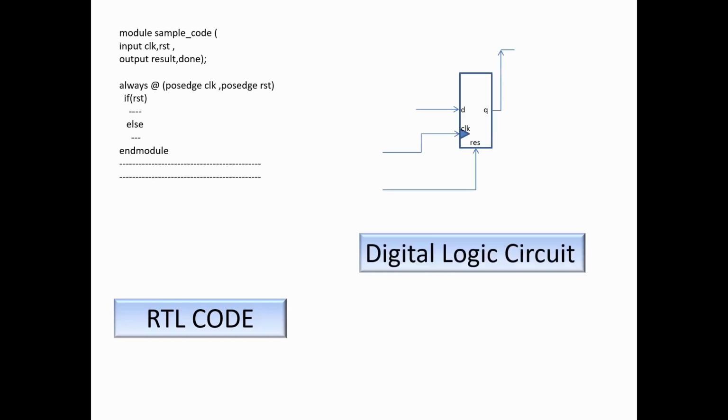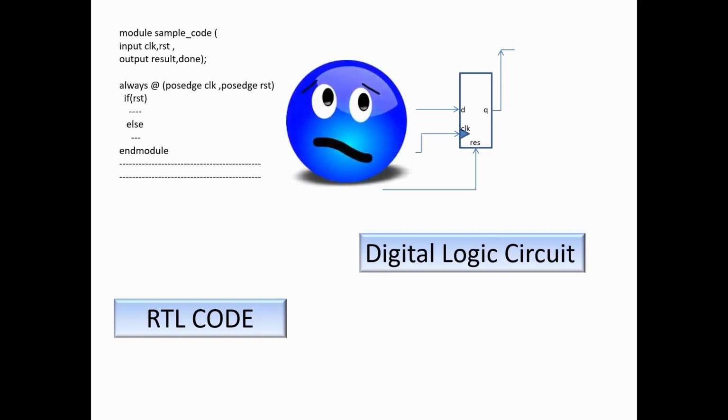And I want a digital logic circuit looking like this. I don't want a code. I want a hardware circuit. Now, how do I map these two? Is the question. The answer comes in the form of synthesis.